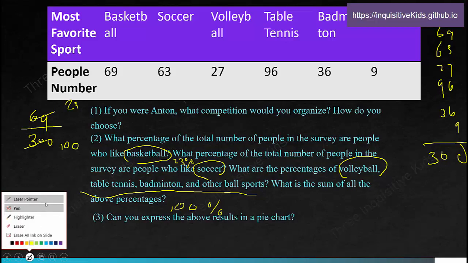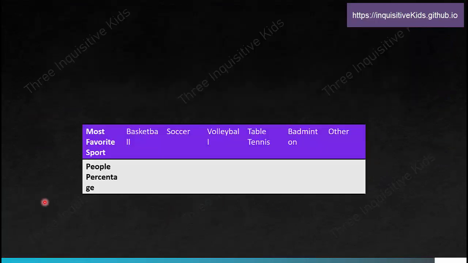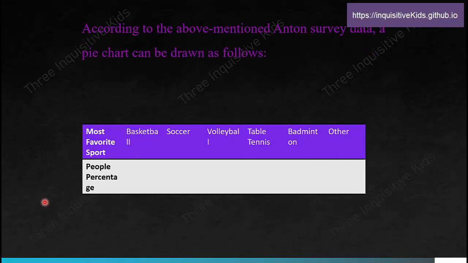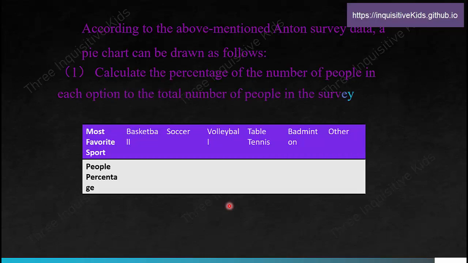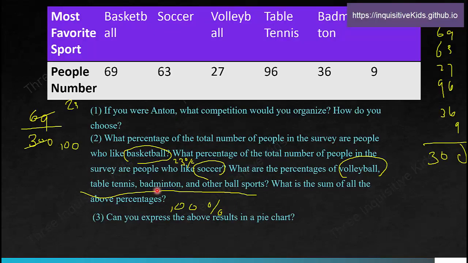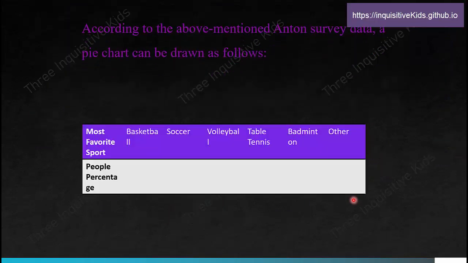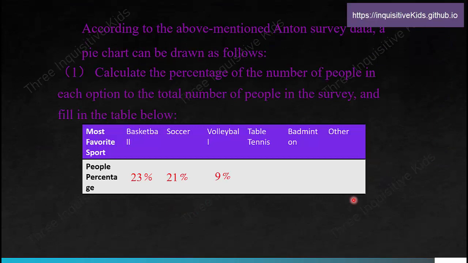Can you express the above results in a pie chart? So here are all the values we have. First, we calculate the percentage of the number of people in each option to the total number of people in the survey. And then, as we can see here, we'll fill in. You need to right now calculate all of these other sports, so I'm waiting. Okay, after you calculate all of these, what we do is we fill them in to all of these spots.